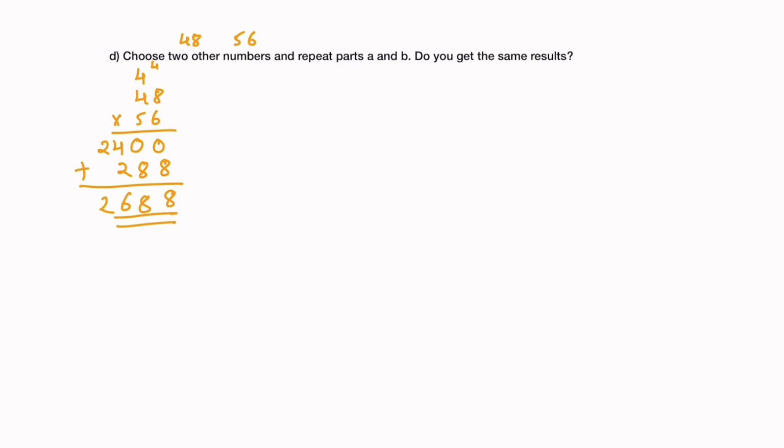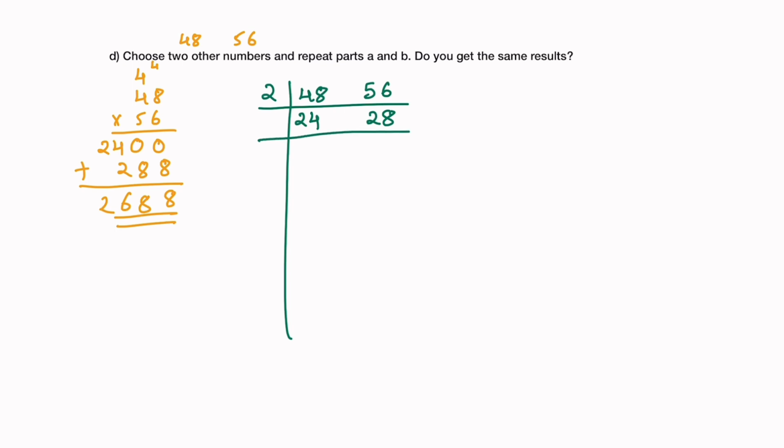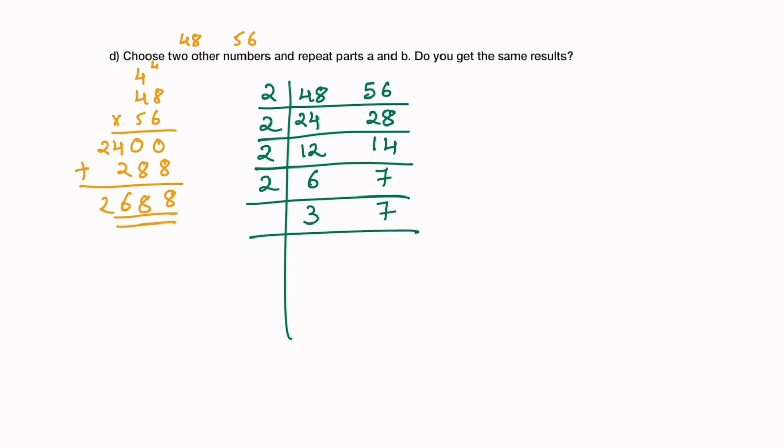Now let's find the LCM of these two numbers, 48 and 56. We go with 2. 48 divided by 2 is 24. 56 divided by 2 is 28. Again with 2. 24 divided by 2 is 12. 28 divided by 2 is 14. Again with 2. 12 divided by 2 is 6. 14 divided by 2 is 7. Again with 2. 6 divided by 2 is 3, and 7 comes down as it is. Now we do 3. That's 1, 7 as it is. And finally 7.